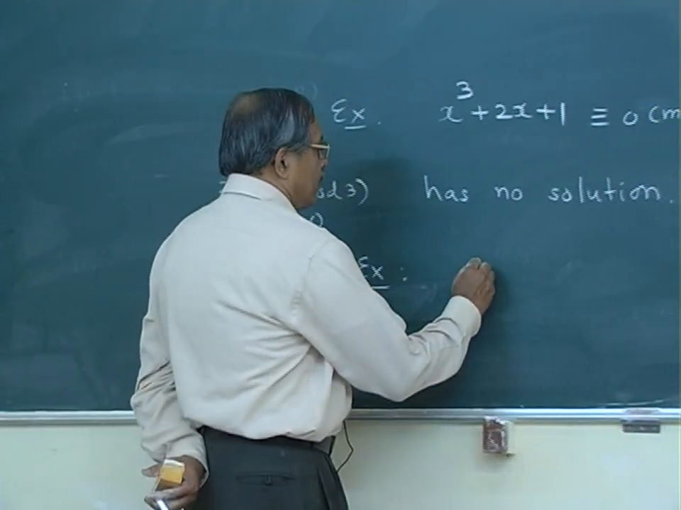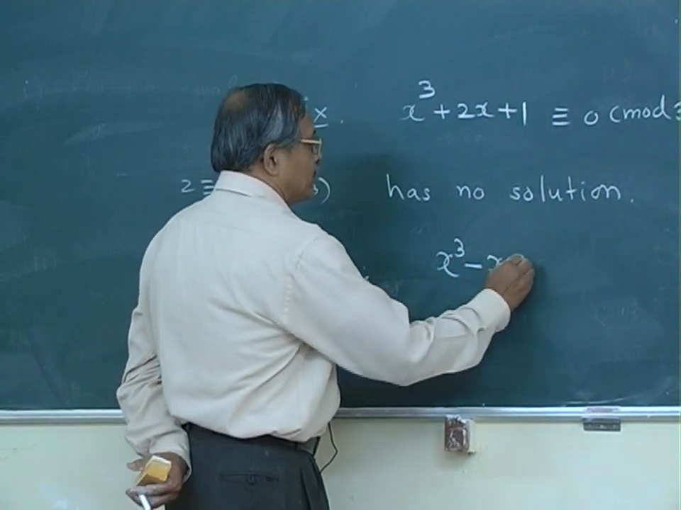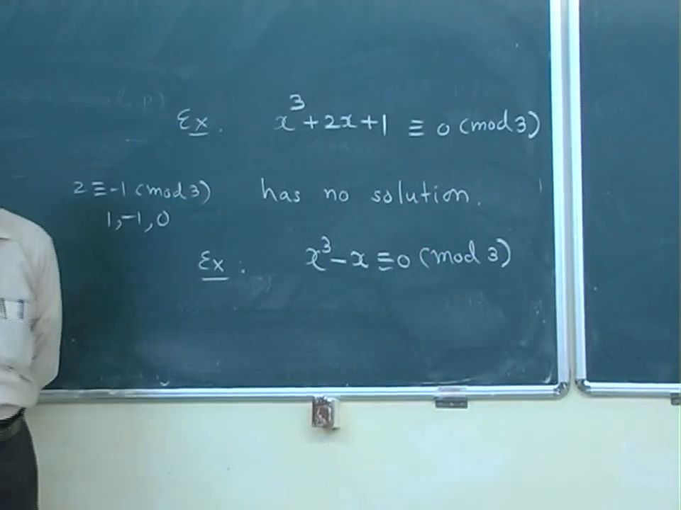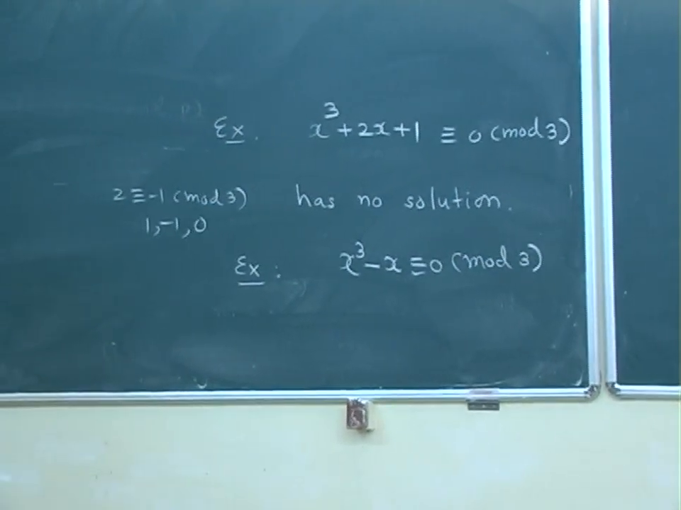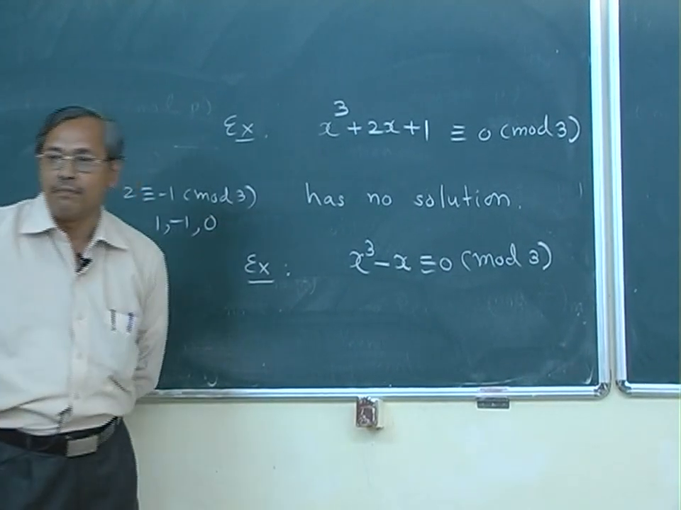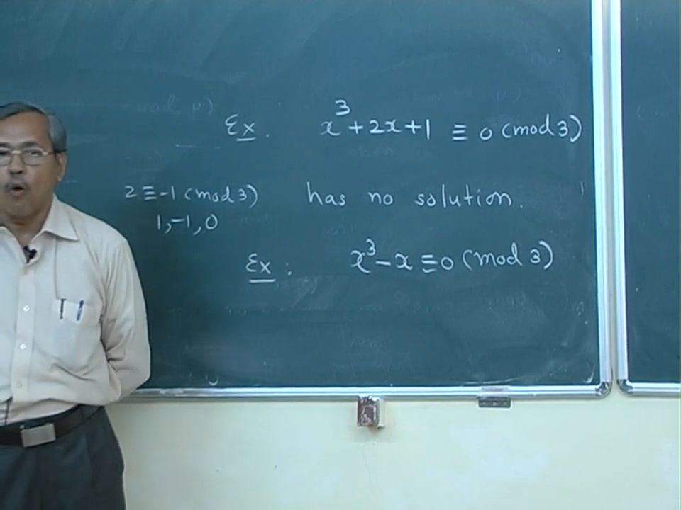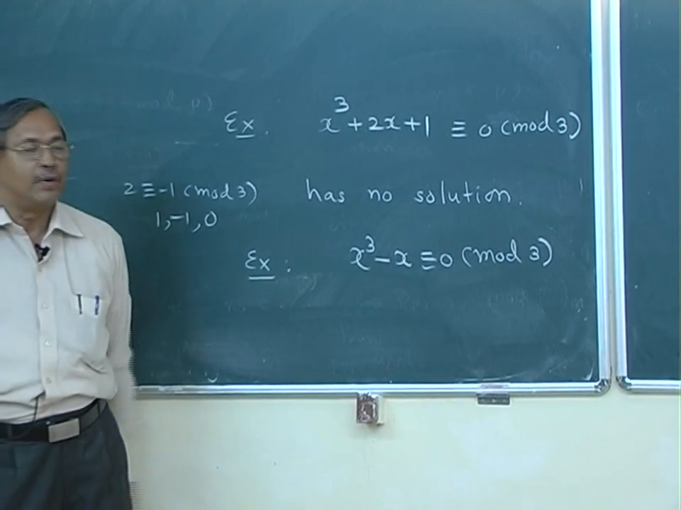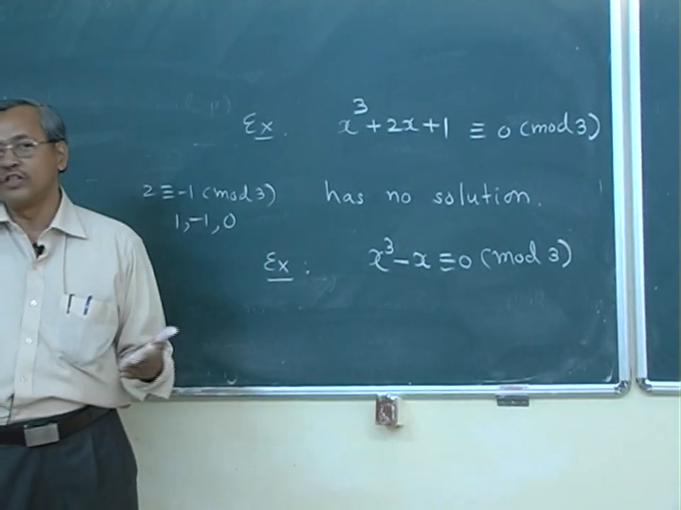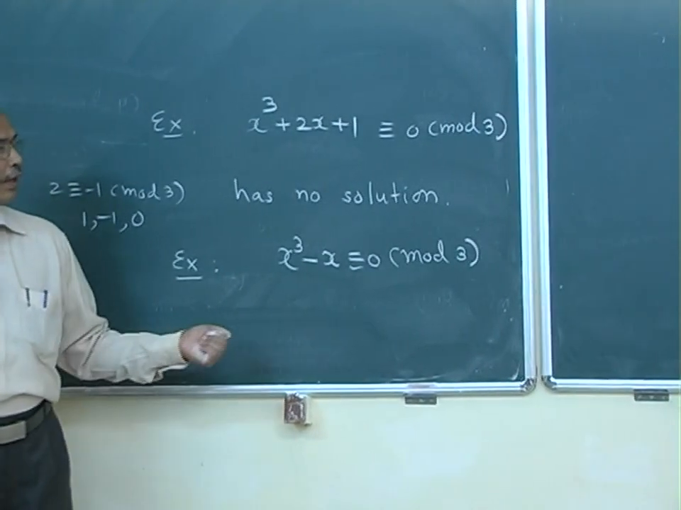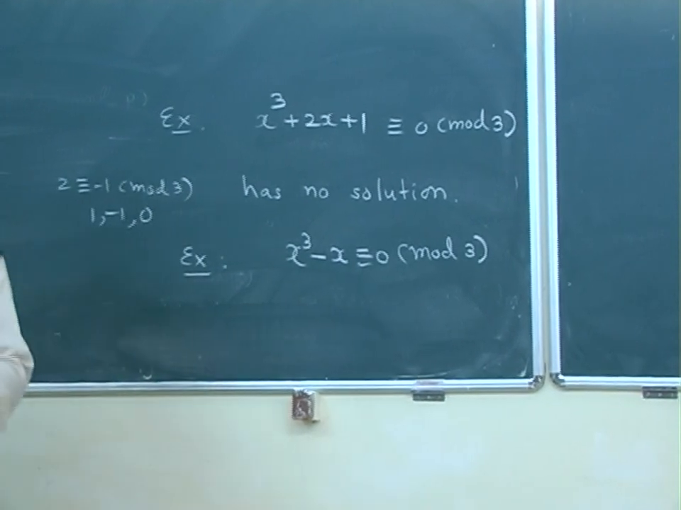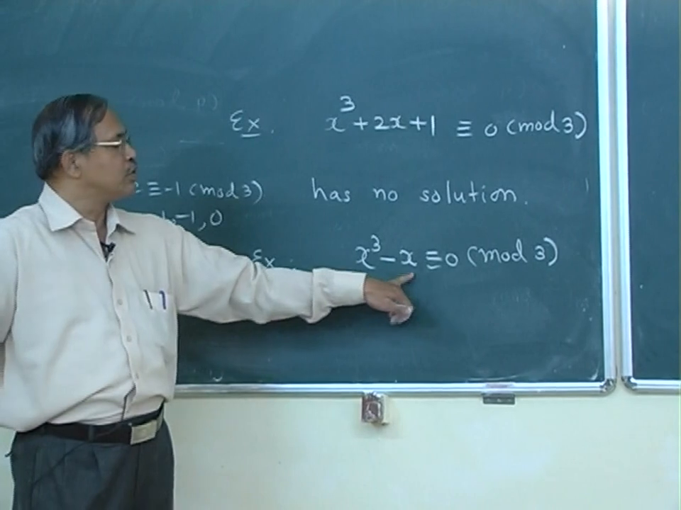If I take x cubed minus x congruent to 0 mod 3, the number of solutions of a polynomial congruence means what? You have to take some complete residue system, and count how many elements from that complete residue system are solutions of such a congruence. The number of solutions means that. So here take any complete residue system like 0, 1 and 2, or you can take 0, 1 and minus 1. Each of them is a solution of this.